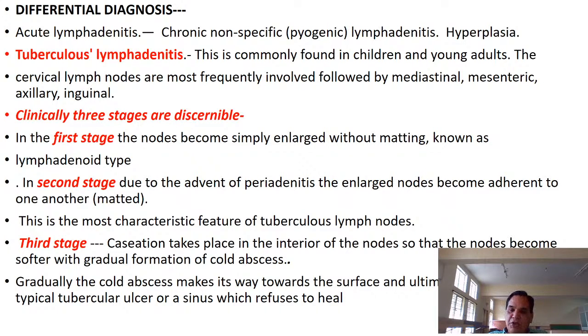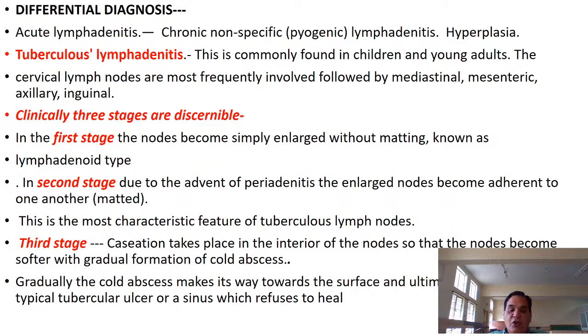This is more common in children and young adults. By frequency of involvement, cervical is most common. Then comes axillary, rarely inguinal, and deep-seated mediastinal and mesenteric lymph nodes. You must have been taught in medicine, there are three stages of a tuberculous lymphadenitis. The first stage we call the lymphadenitis stage. It is the early enlargement of a lymph node. And remember, there is no matting. Because once matting occurs, it goes into the second stage. Why? Because matting occurs in periadenitis, which is diagnostic of a tuberculous lymph node.